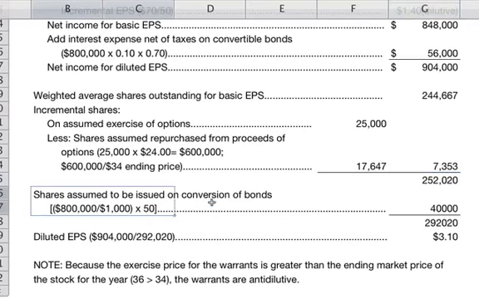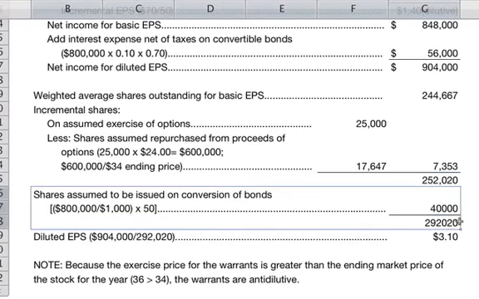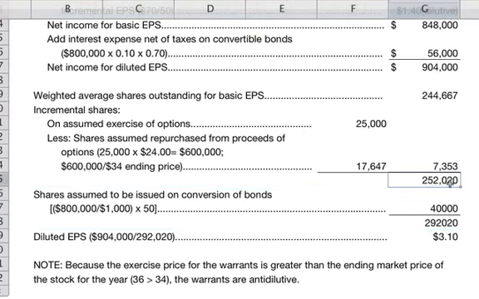And then you have the shares assumed to be issued on the conversion of bonds. 800,000 divided by 1,000 times 50. That gives you 40,000 more shares. You add that to 252,020, and then you divide net income for diluted EPS by 292,020, and that gives you diluted earnings per share of $3.10 per share.